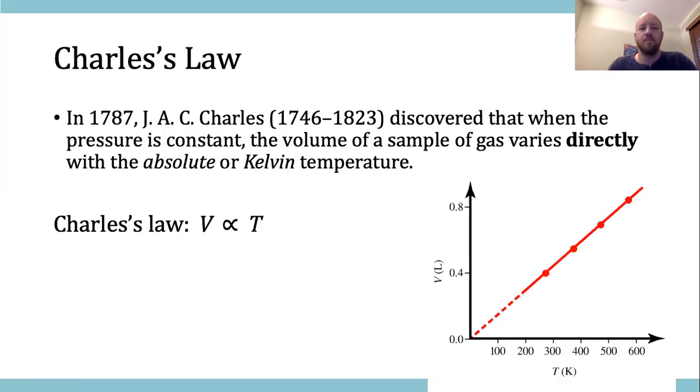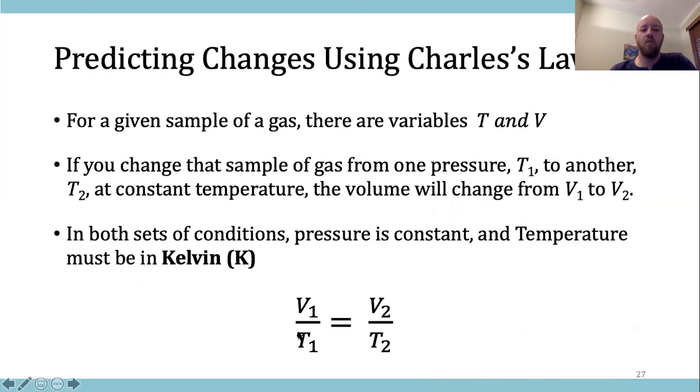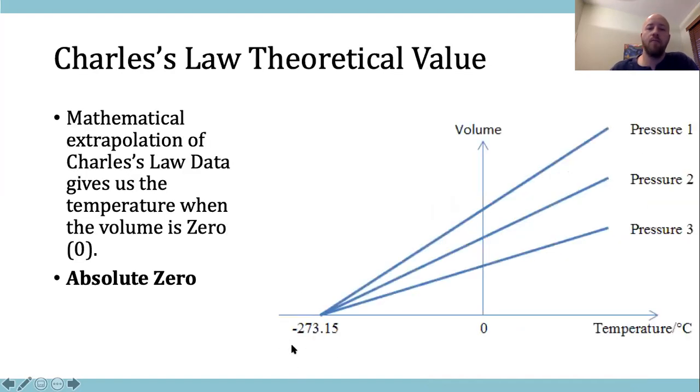All right, Charles' law, same kind of thing here. The conceptual relationship is important to apply first. Temperature and volume are linearly related, so as one of them goes up, the other one goes up. V1/T1 equals V2/T2. Again, the only consideration here is the temperature has to be in Kelvin.